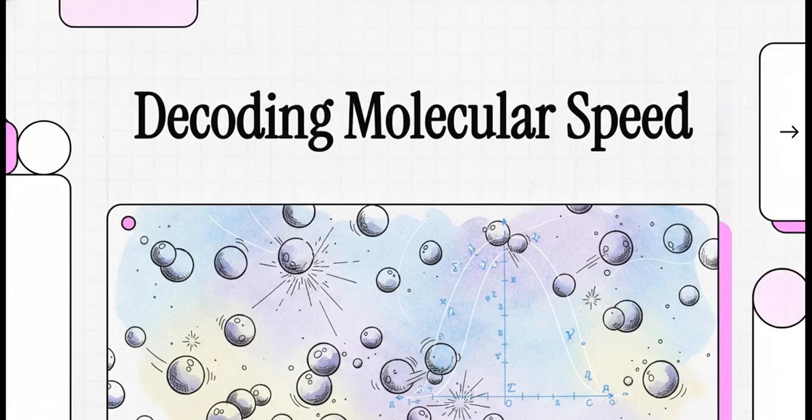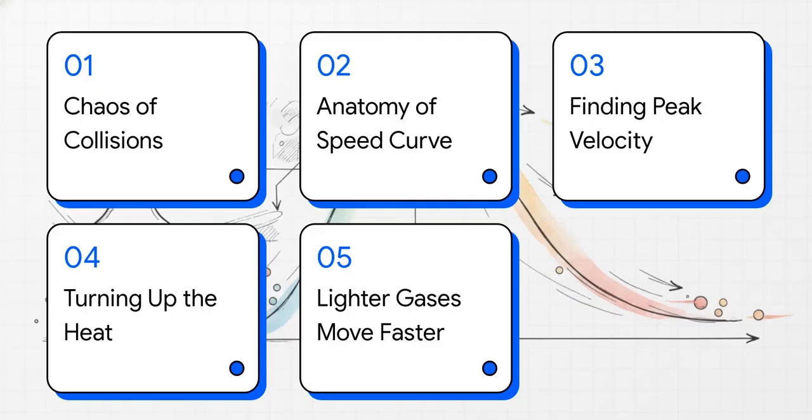But, as we're going to see by breaking down these source materials, there's actually a hidden, beautiful order to all this chaos. We are going to decode exactly how molecular speeds are distributed. And we're going to build this concept step by step.